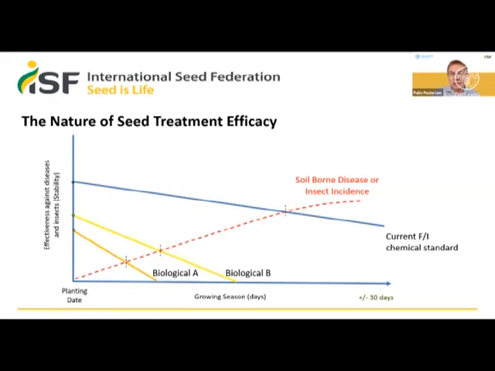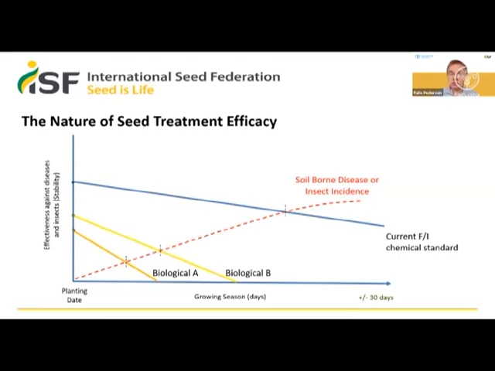Because of that, you often hear that seed treatments are what we call early season protection products. They will give you a chance to get the crops established, but it's not like they will give you complete control throughout the growing season. Many products today will give you up to 4 weeks, which is very common.